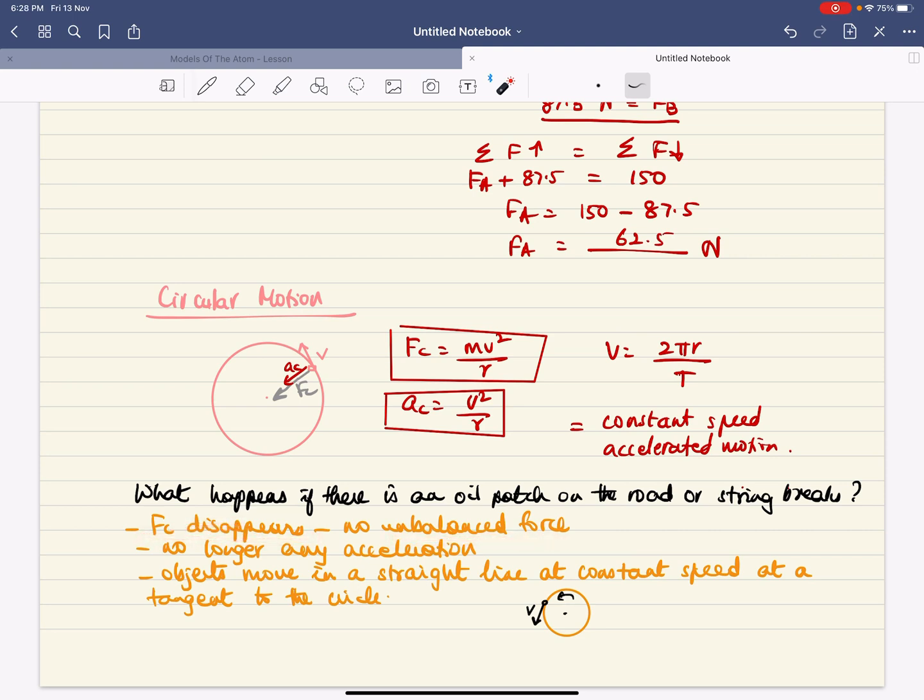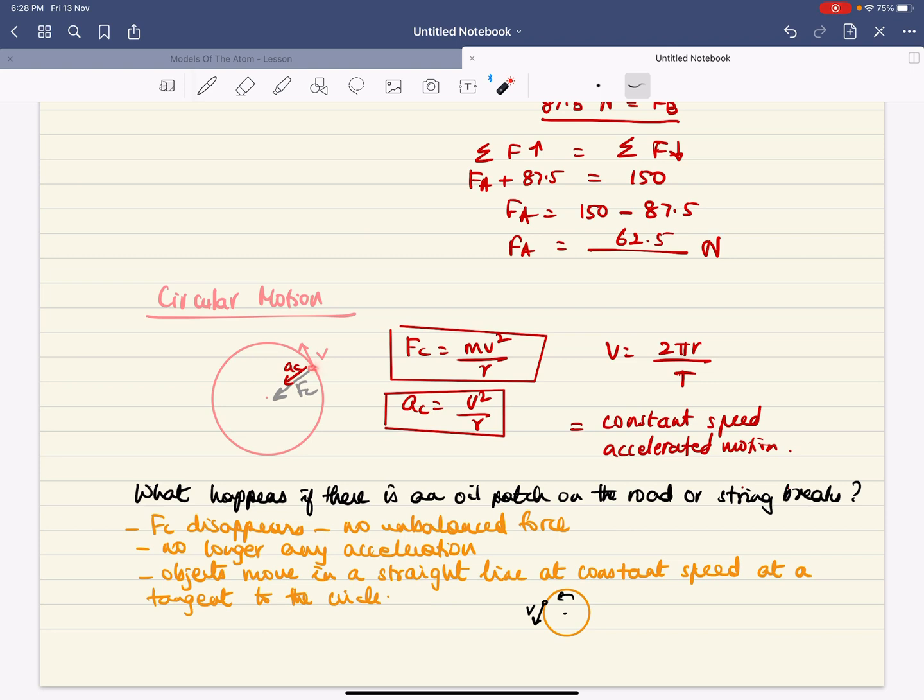And therefore there's no unbalanced force. If there's no unbalanced force, it's not accelerating. And if it's not accelerating, balanced forces means the object will continue to move in a straight line at constant speed. This bit is important: the straight line and constant speed. And where is it going to move? At a tangent to the circle from the point where it breaks off.